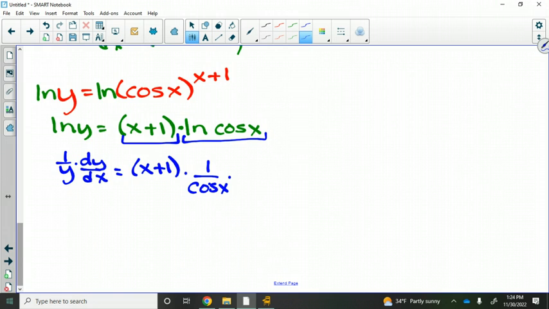times the derivative of u, which is going to be negative sine. So first times the derivative of the second plus second times the derivative of the first, which is just a 1. And then I'm going to kind of squish things together and multiply by y all at once.